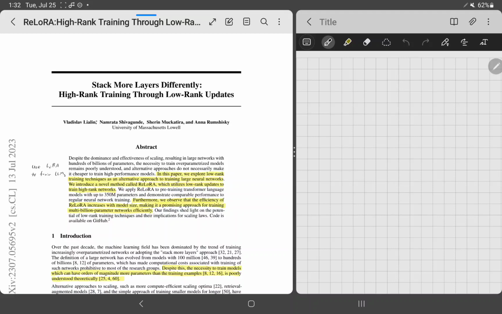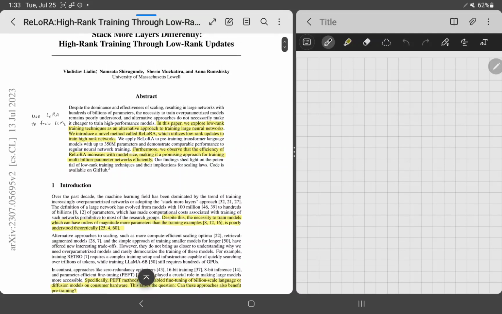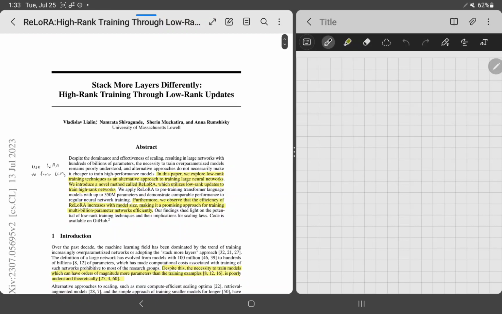They propose a method to use LoRa to pre-train models, and the goal is to basically do it without using full rank matrices. So pretty cool paper. This one was pretty enjoyable to read. Also a pretty cool idea. So let's get into it.